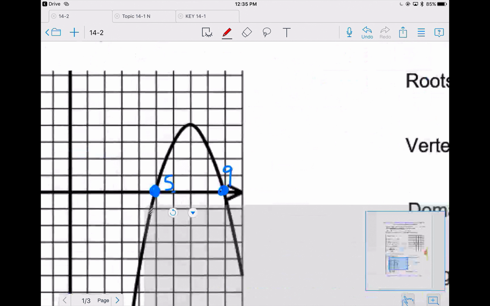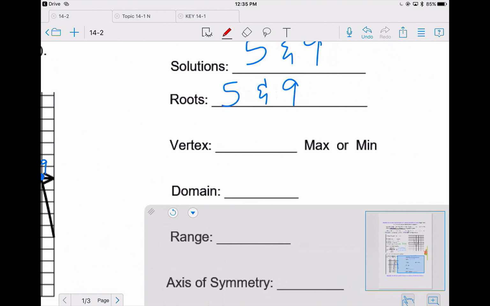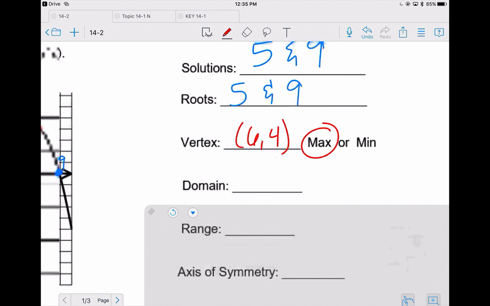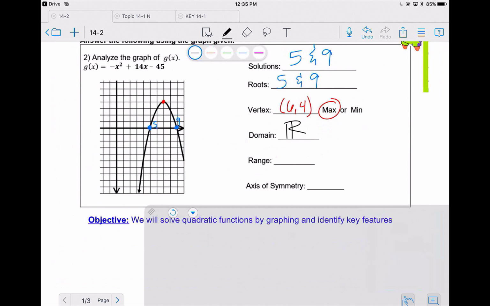My vertex, as a review from yesterday, is the highest or lowest point. In this case, it would be the highest. So this is the point 6, 4. My vertex is at 6, 4, and is a maximum. Domain is always all reals.